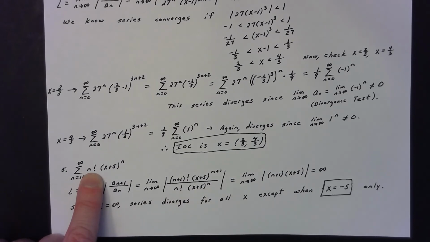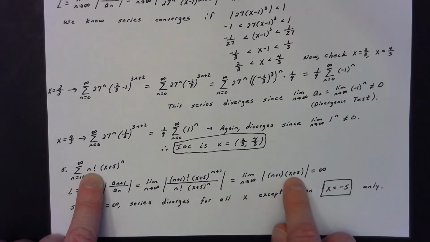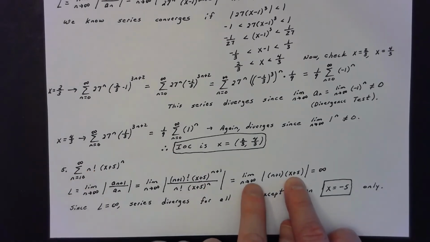Now when I try to simplify that though, I see n plus 1 factorial divided by n factorial. That's just going to give me n plus 1. And then the x plus 5 to the n plus 1, there's one more factor of x plus 5 in the numerator than the denominator. So this simplifies to just be the limit as n approaches infinity of n plus 1 times x plus 5.